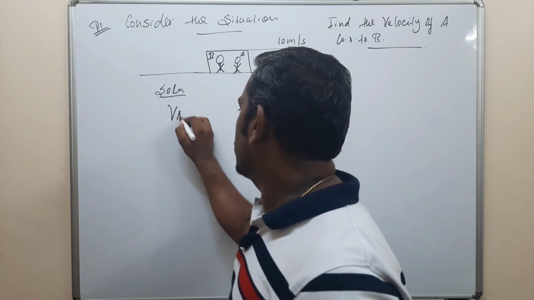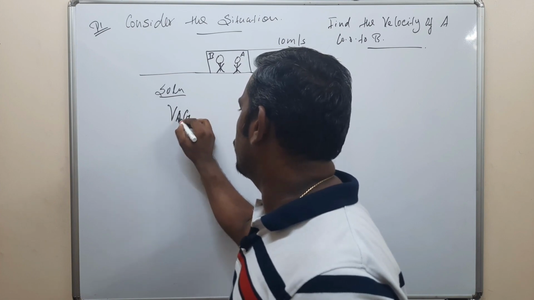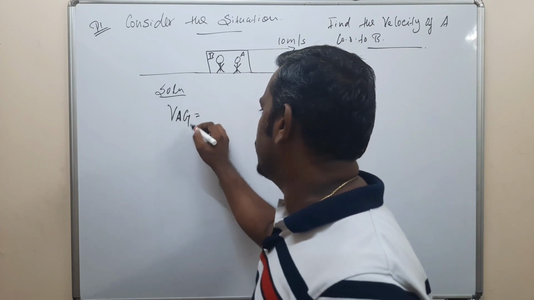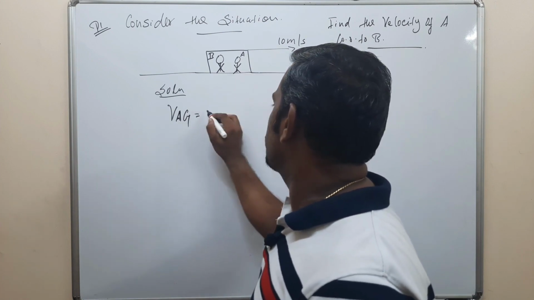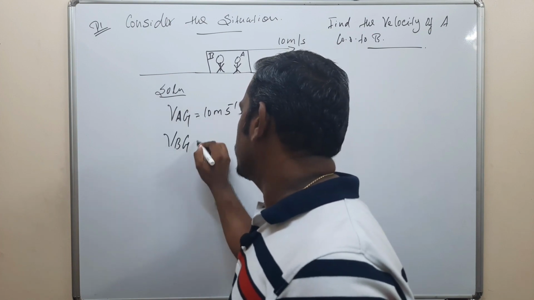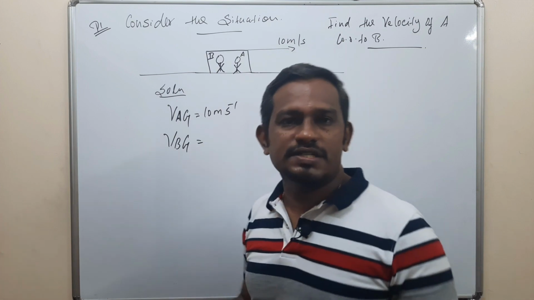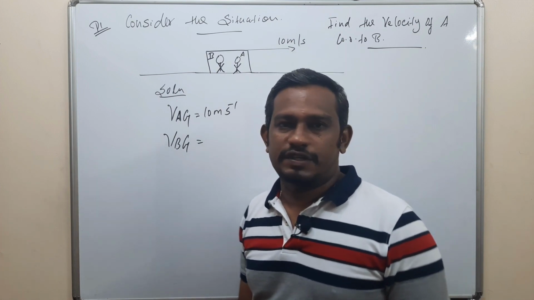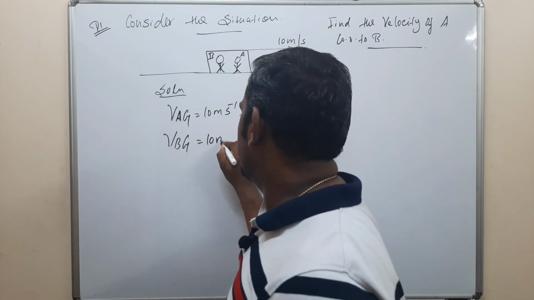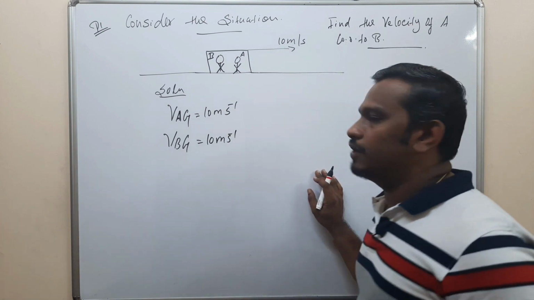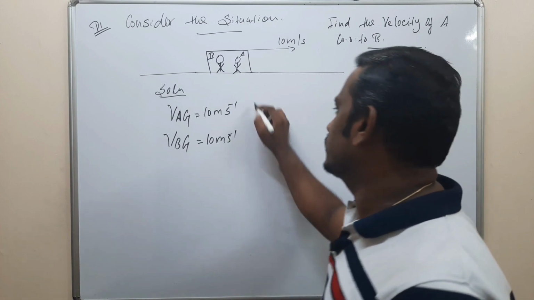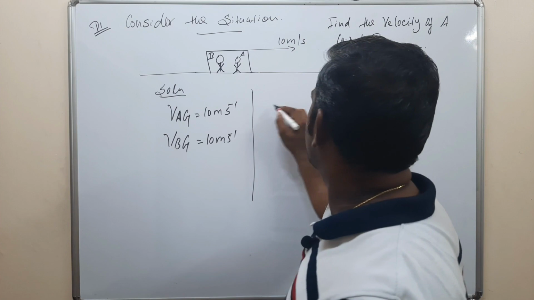So V A G. When we see from the ground frame, VAG is equal to the velocity of A with respect to the ground reference. So A is moving with 10 meter per second. Velocity of B with respect to ground: normally we will consider the ground as the frame of reference, so VBG is equal to 10 meter per second. When we observe from the ground, both the person A and B are moving with 10 meter per second. So we have to find the velocity of A with respect to B.